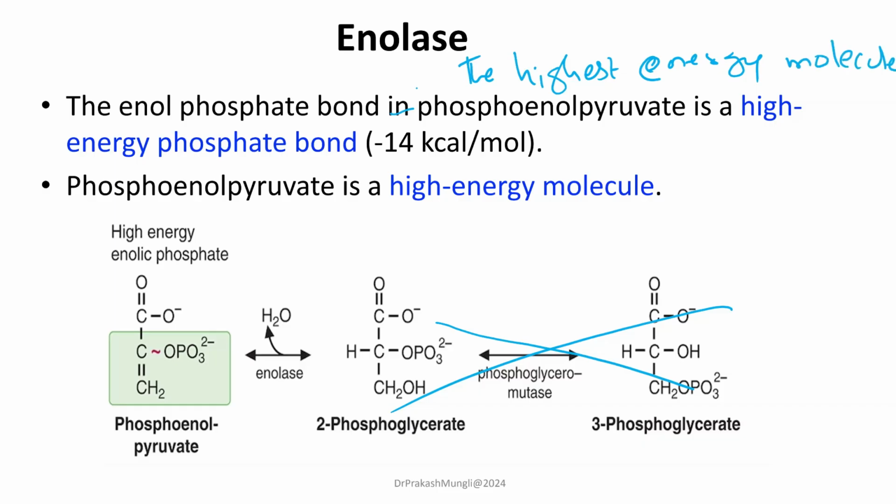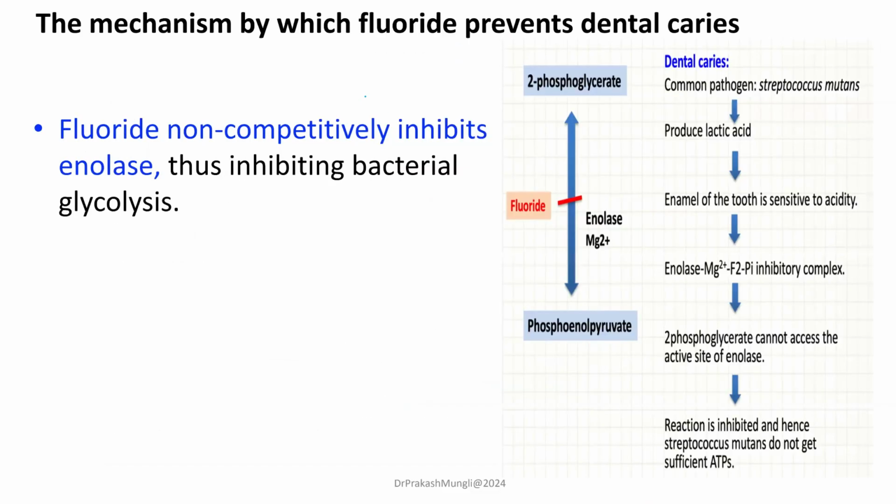The highest energy molecule in our cell is phosphoenolpyruvate. So the Enolase enzyme is going to create the highest energy molecule in the cell, having minus 14 kilocalories of energy. That's the importance of Enolase. Okay, now let's see the application of the Enolase enzyme. Is there any applied aspect to the Enolase enzyme?